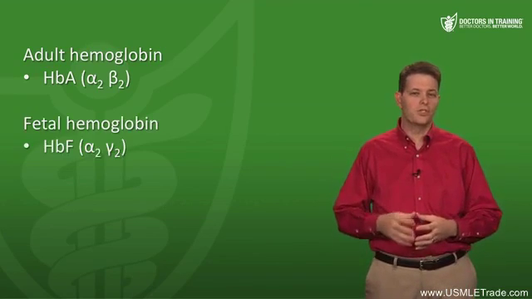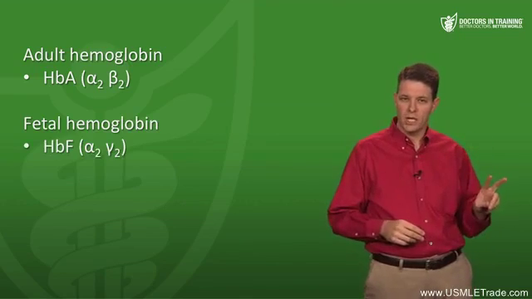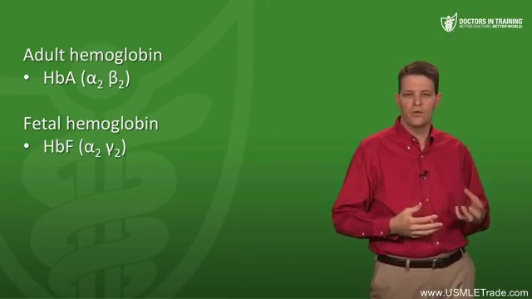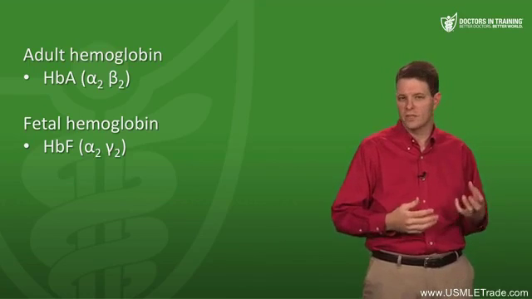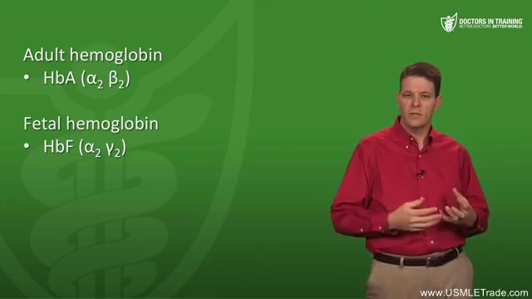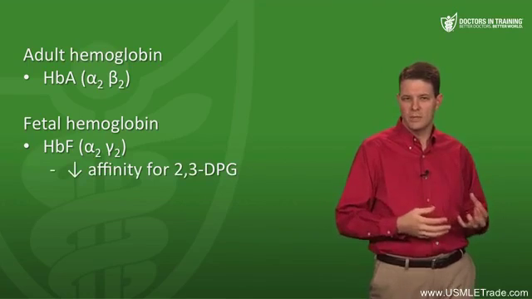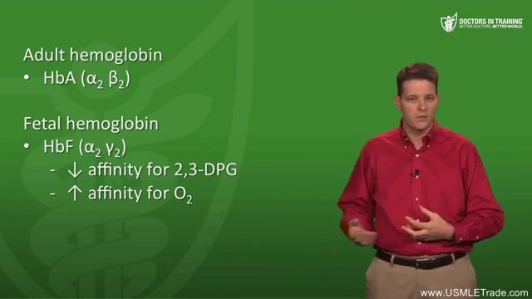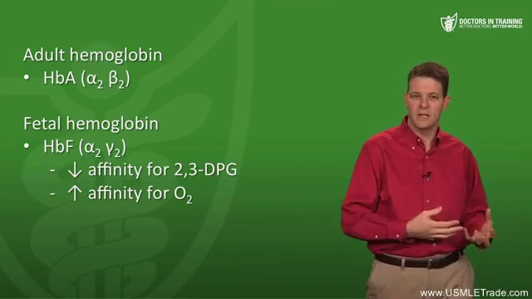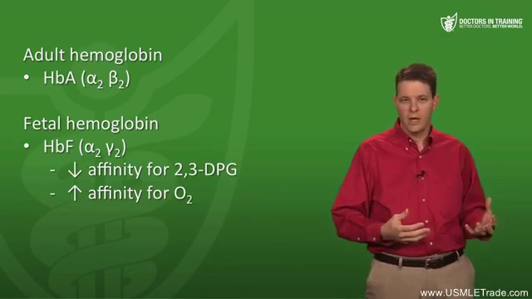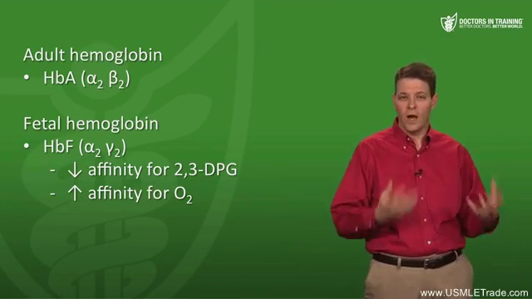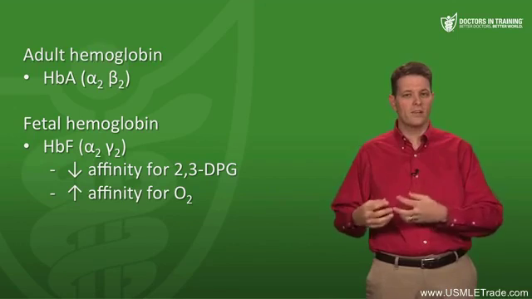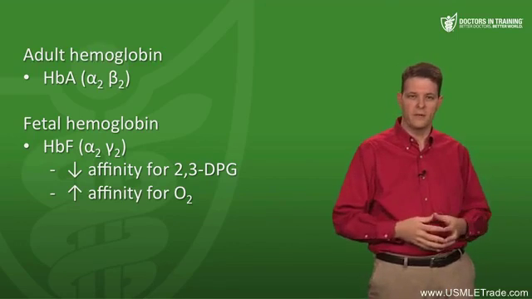Fetal hemoglobin is made of 2 alpha chains and 2 gamma chains. Now, what's the difference? Well, those gamma chains have a lower affinity for 2,3-DPG, or 2,3-diphosphoglycerate. And because of that, fetal hemoglobin has a lower affinity for 2,3-DPG and a higher affinity for oxygen than adult hemoglobin does. So when maternal blood arrives at the placenta, and there's a lot of 2,3-DPG around, the maternal hemoglobin lets go of oxygen and binds to 2,3-DPG. And that's how we get that transfer of oxygen from mom to fetus across the placenta.